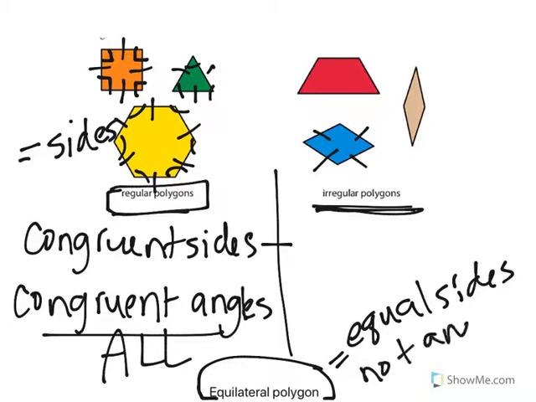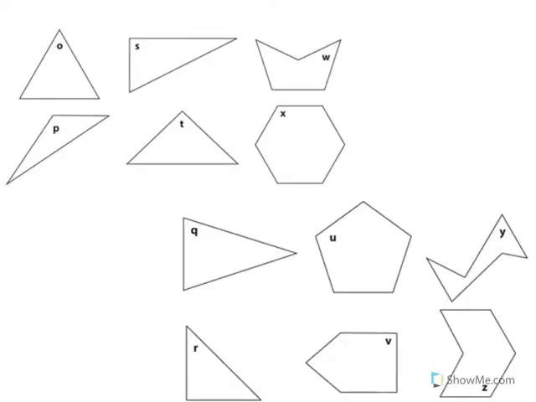Not equal angles. And that's really important moving forward today as we try to classify different shapes, okay? So, let's take a look at these different shapes. What are they? How can we classify them? How can we be the most specific? Okay, so the first thing we're going to look at is O.